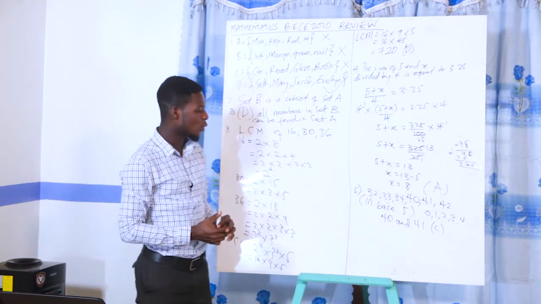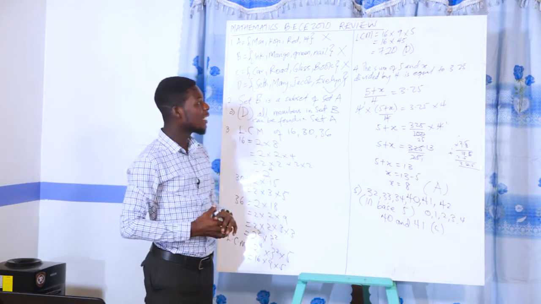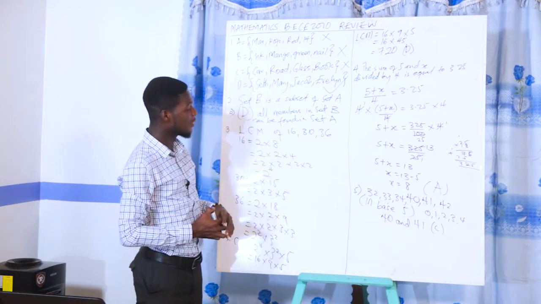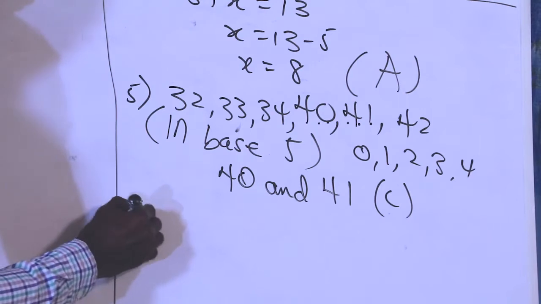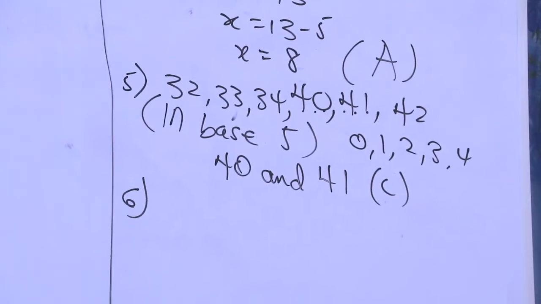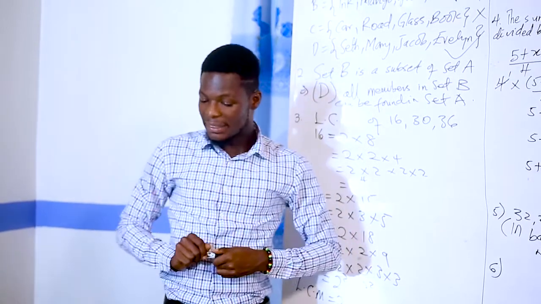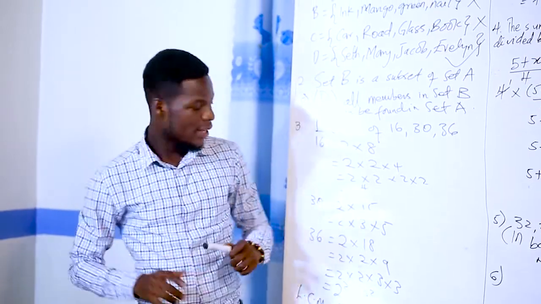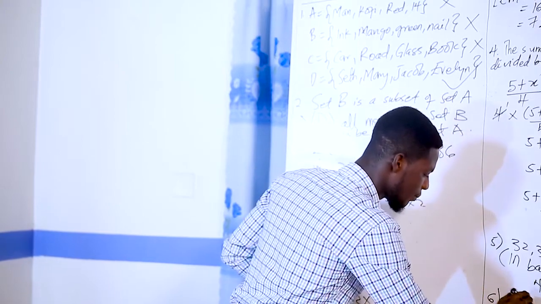All right, let's concern ourselves with this objective, which is to review B.E.C.E 2010. So we go to question 6. All right, let's get question 6. Write down the integers in the set A. So this is the set A.